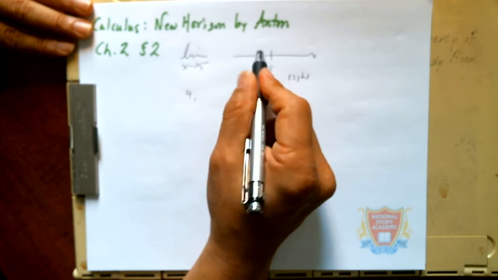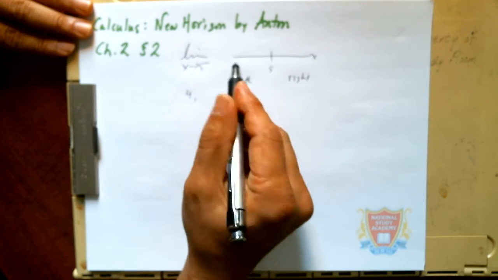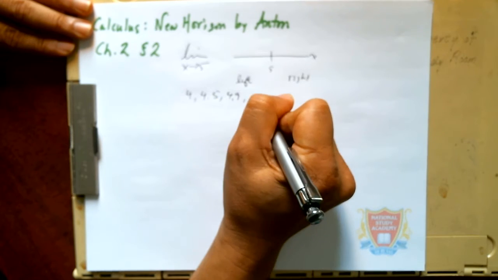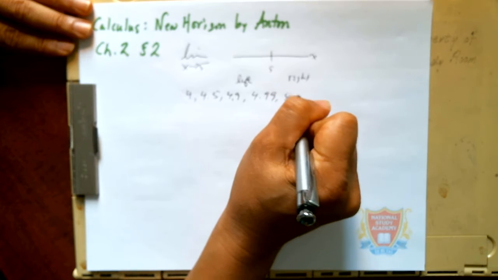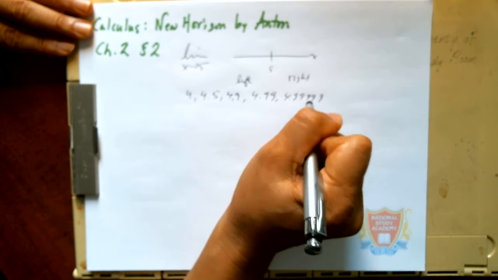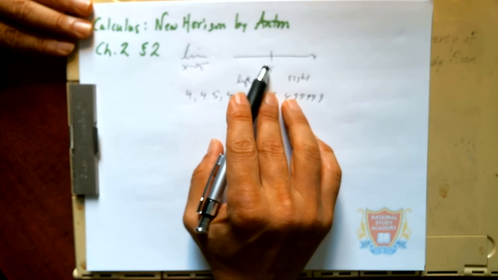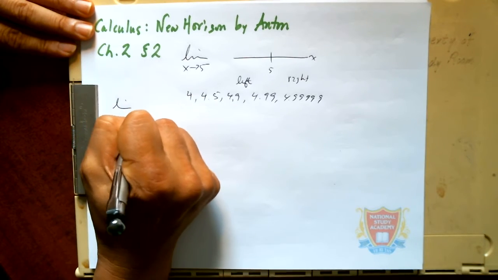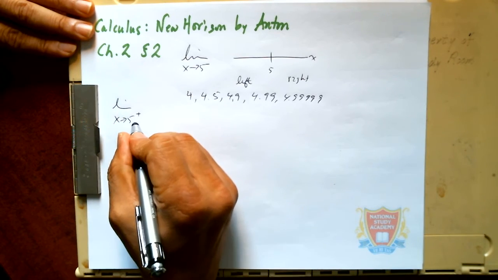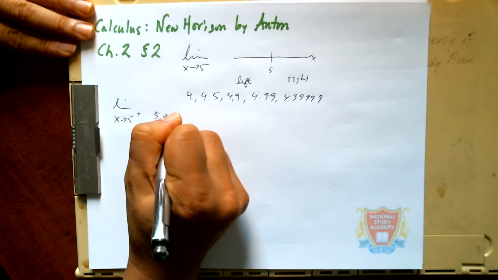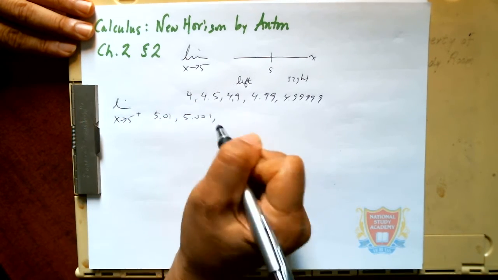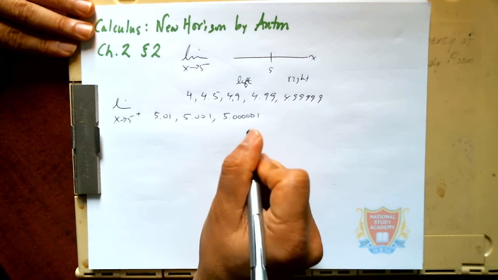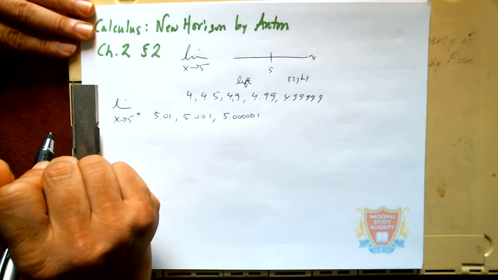From the left side, can you give me something that's a little bit closer? You could say 4.5. Can you give me something closer? 4.9, 4.99, and you can go 4.99999. So that's really close to 5 from the left side. If I give you limit as x approaches 5 from the positive side, that means from the right side, there'll be like 5.01, 5.001. You can even get closer, extremely close, and that would be a number that's very, very close to 5 from the right.